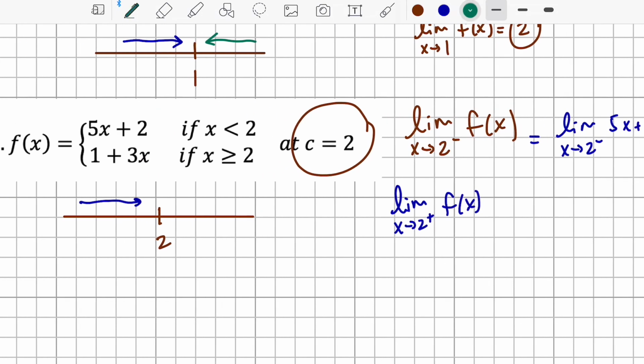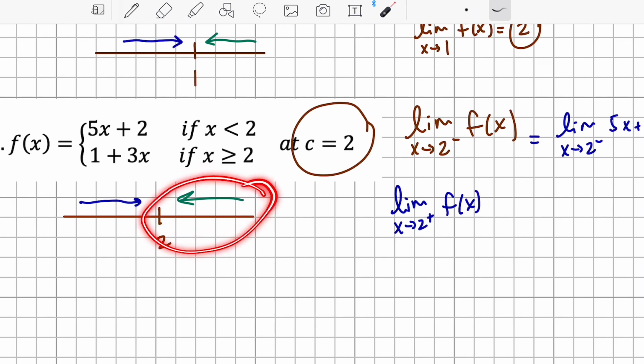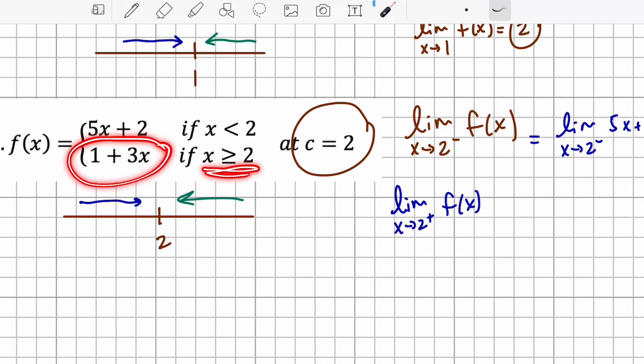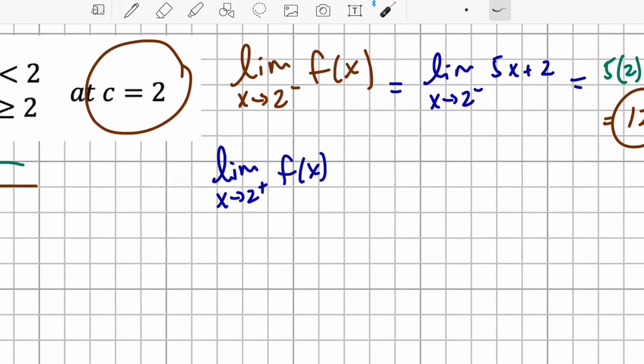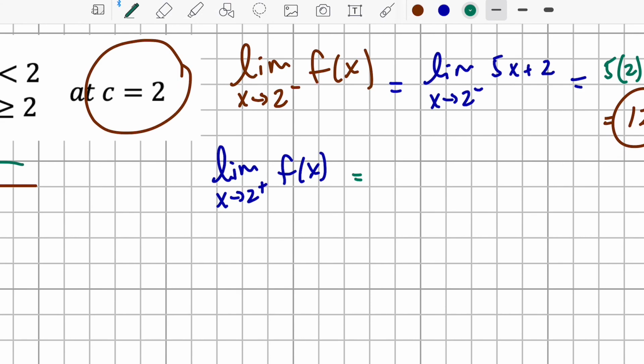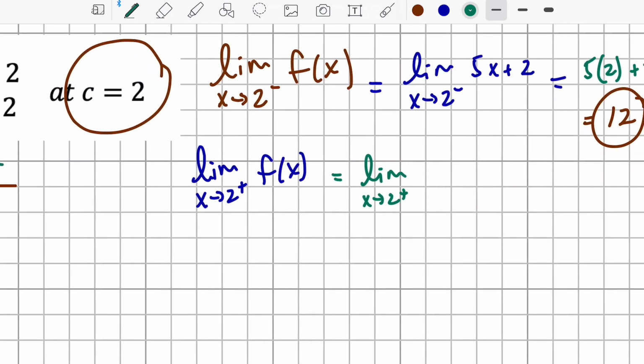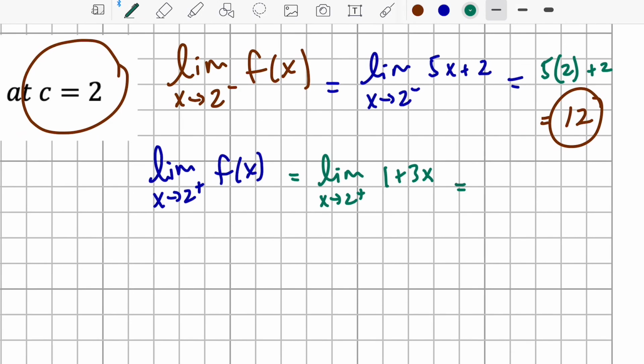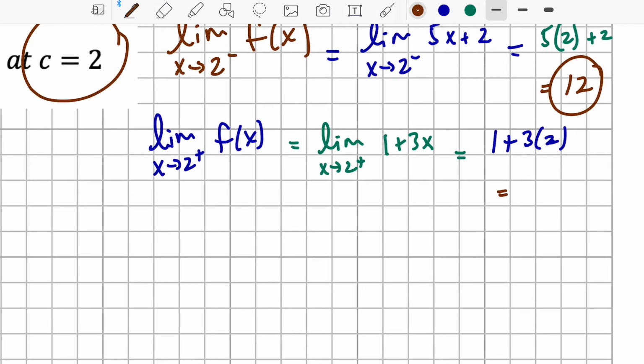Again, if I go back to my little number line that I made here, from the right means that all these x values are greater than 2. Again, these are greater than 2, so that means this function, 1 plus 3x. So we're going to replace f of x, so limit as x approaches 2 from the right, of 1 plus 3x. Next step, use direct substitution. So 1 plus 3 times 2. If I simplify that, 3 times 2 is 6, plus 1 is 7, so 7.